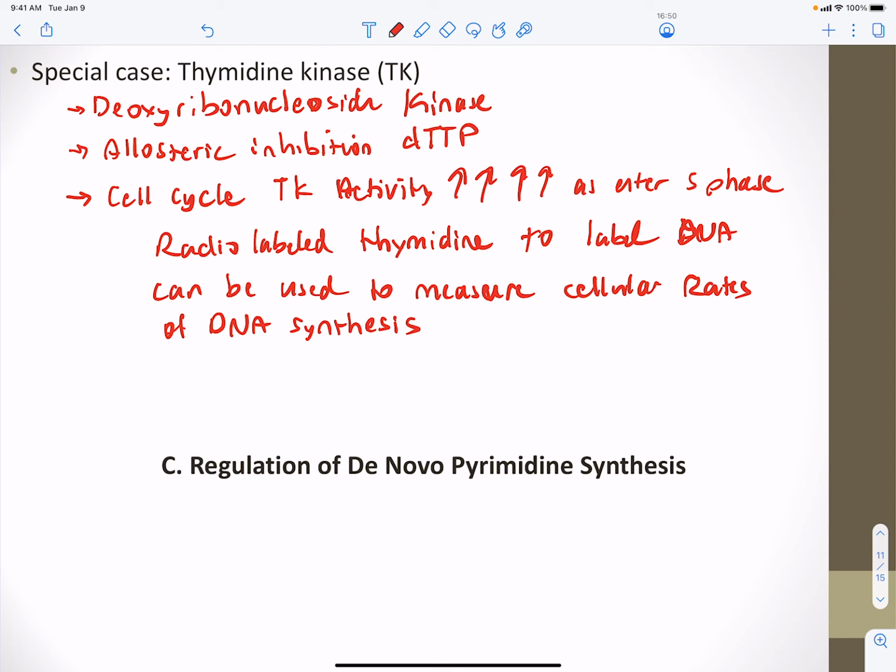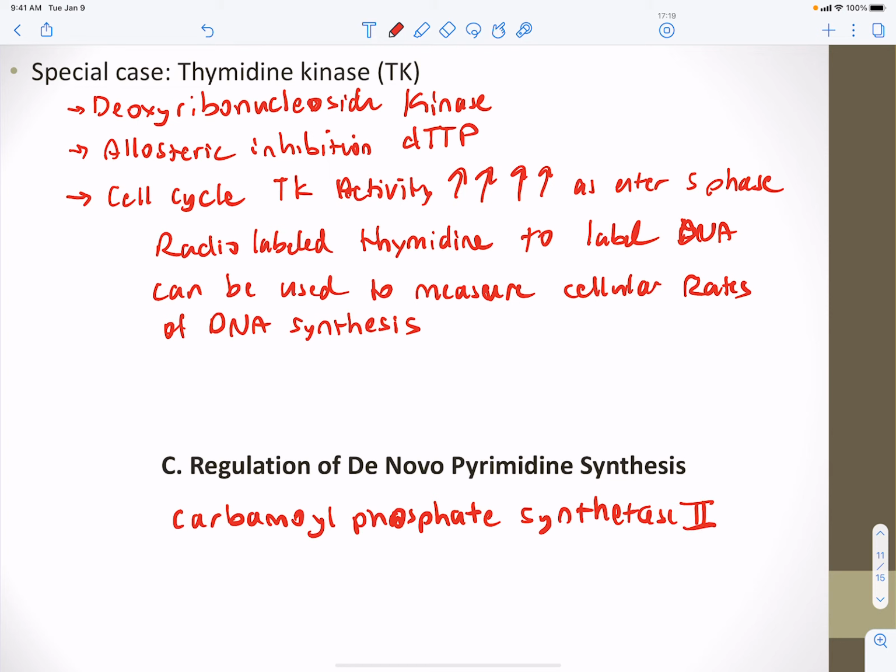Now, the regulation of the formation of new pyrimidine synthesis is going to be regulated by that first step, the carbamoyl phosphate synthase 2. And it is inhibited by its product, UTP, and by activated sugars, ribose.